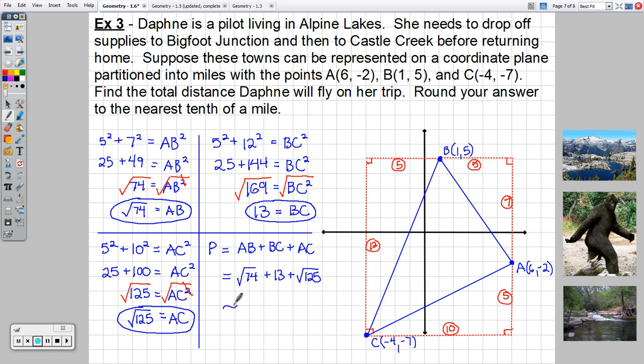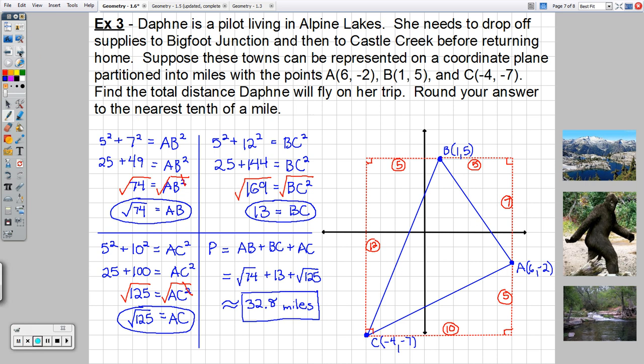And if you put that into a calculator, notice I'm using an approximately equal to sign. It's not exactly this, but approximately this. The nearest tenth of a mile, this would be about 32.8 miles. Don't forget your units, since I did include those in the problem. 32.8 miles is how far she'll have to fly this plane.